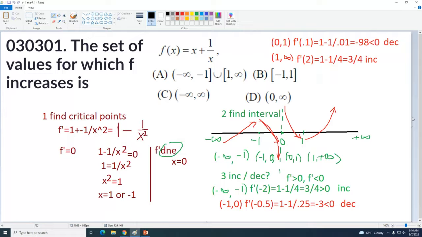Now you have 4 intervals. In each interval you're going to plug in some number, just so you know if it's increasing or decreasing. And that's pretty much the picture. When you look at the drawing, you should know the increasing and decreasing.